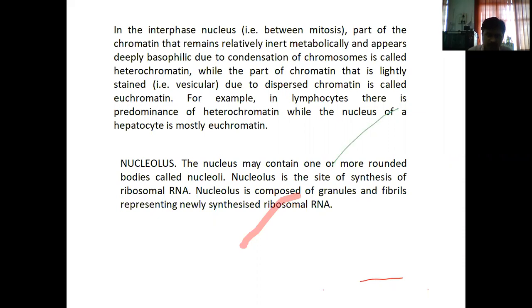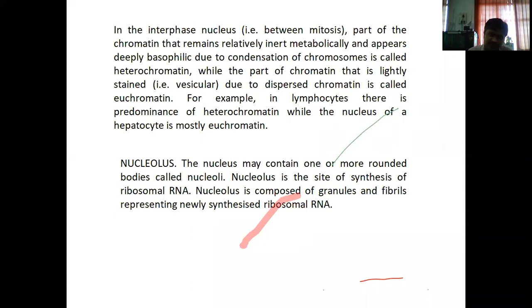You remember it here, huh? Euchromatin and heterochromatin, this basic difference you remember. The part that remains metabolically inert and appears deeply basophilic due to condensation of chromosomes is called heterochromatin, and the part that remains lightly stained in the staining process, due to dispersed chromatin, is called euchromatin.